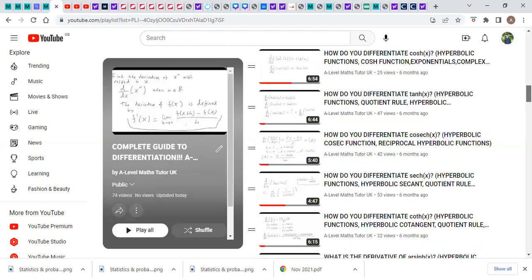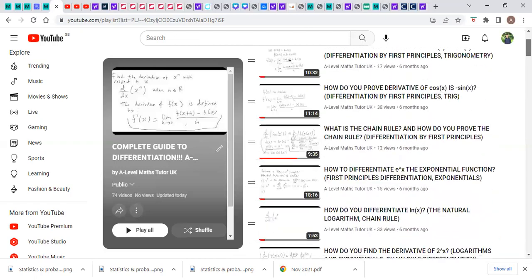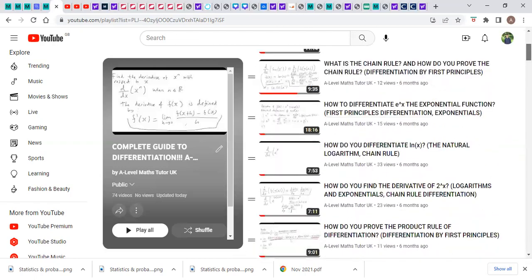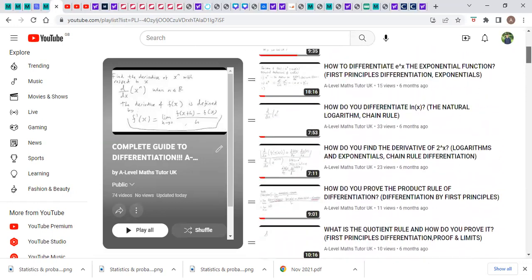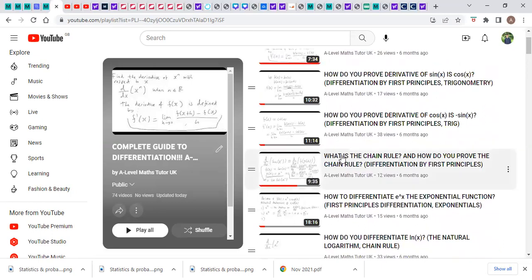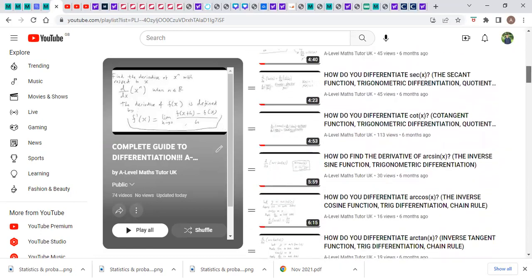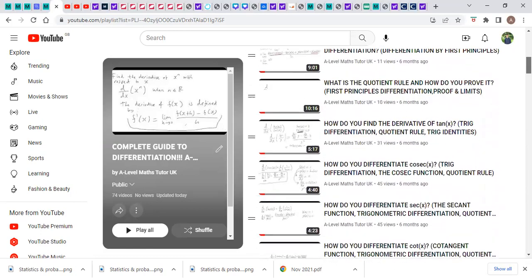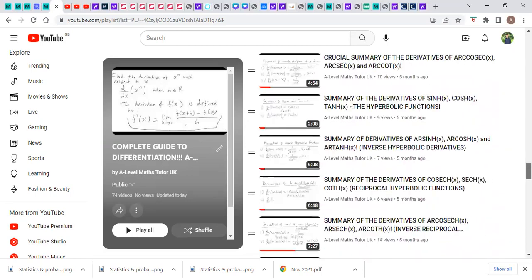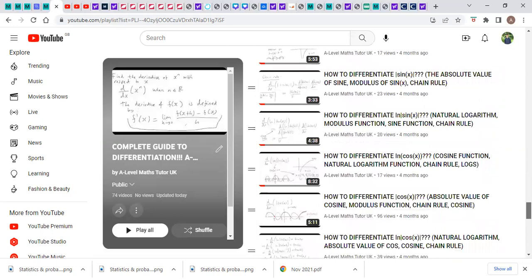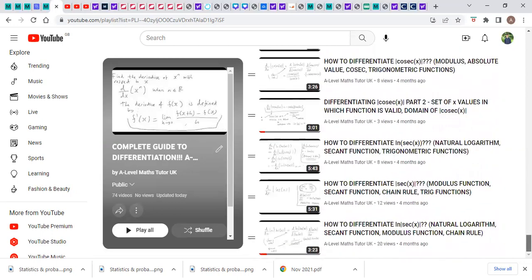And again, if there is anything that takes your fancy, let's say you want to look at the proof of the chain rule, then you can just go to, I can't find it now. Where is it? There we go. What is the chain rule and how do you prove a chain rule, for example? Then the quotient rule would be somewhere, product rule somewhere as well. So yeah, again, you can look at how we differentiate all these different functions using all the rules, and hopefully that does help you improve your differentiation.